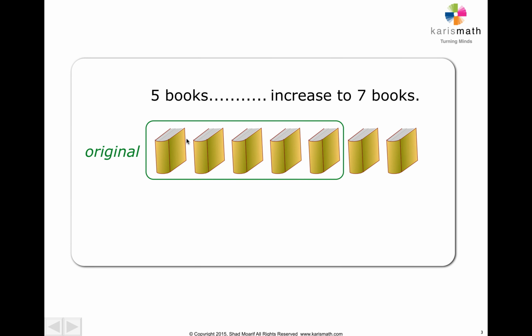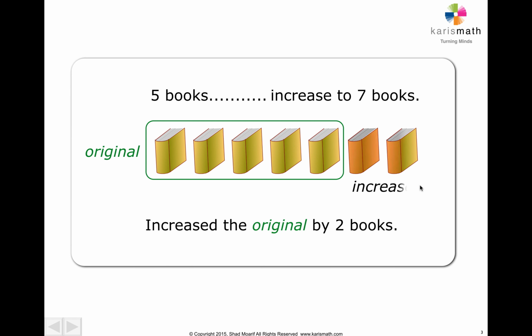This was the original amount, 1, 2, 3, 4, 5, and it was increased by 2 books. So the original was increased by 2 books. Think about it like that. We're introducing a new vocabulary so that you understand word problems that are given to you in mathematics quite easily. So the original was increased by 2 books. That's not difficult. That's the increase, 2.